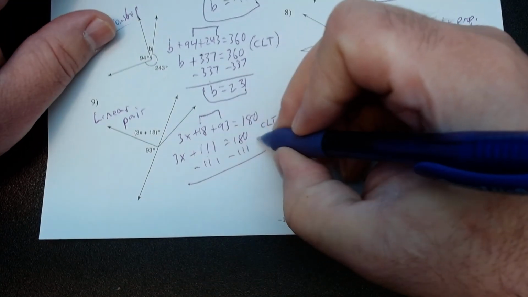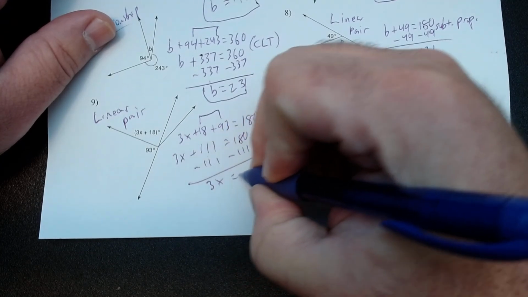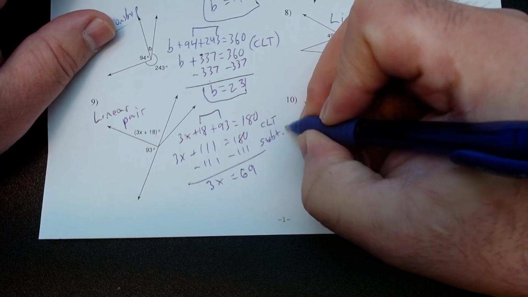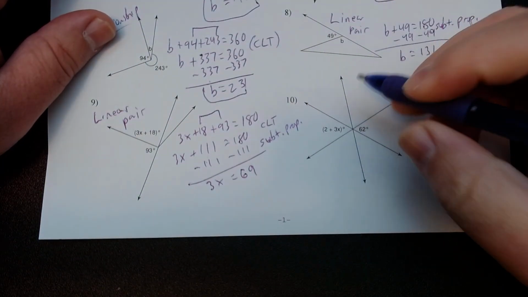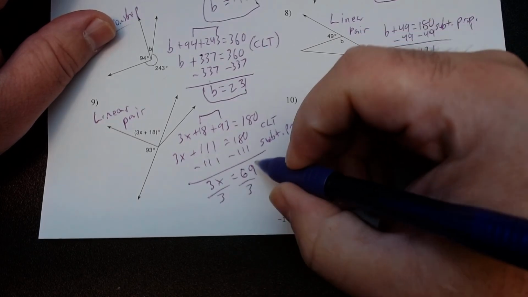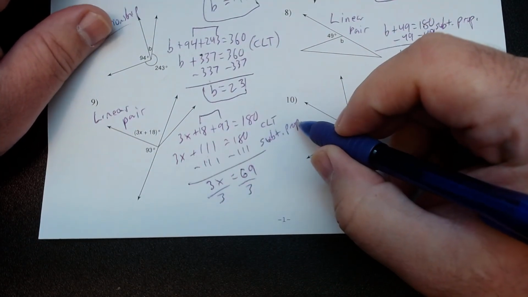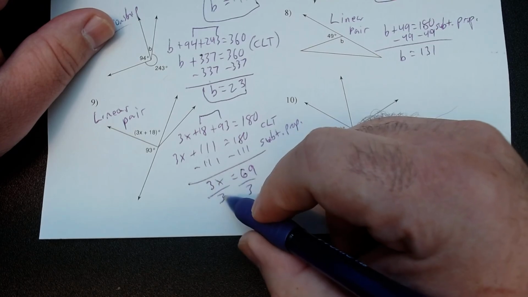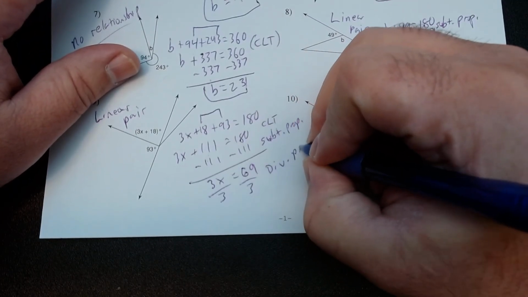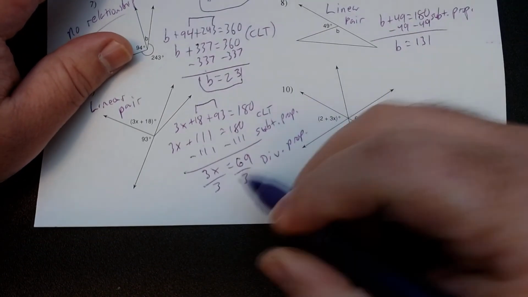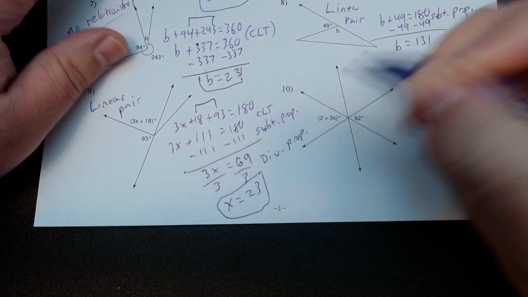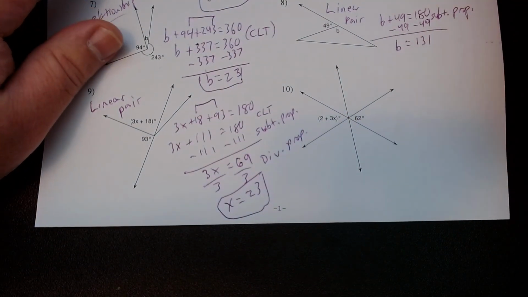That gives us 69. So 3x gives us 69 because of subtraction property. Last step, we need to divide to get the 3 all by itself. So if subtracting is subtraction property, when we divide, it's division property. And we finally get x equals 23 as our final answer for that problem.